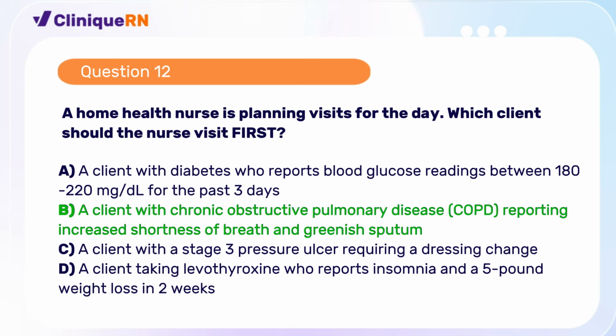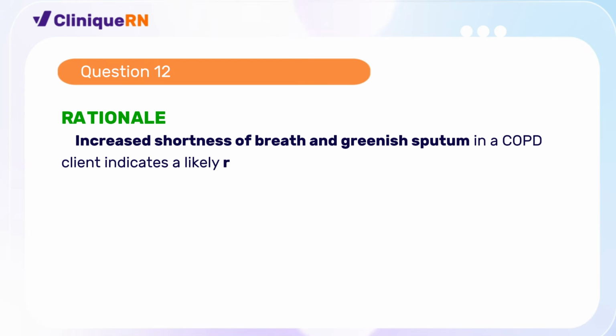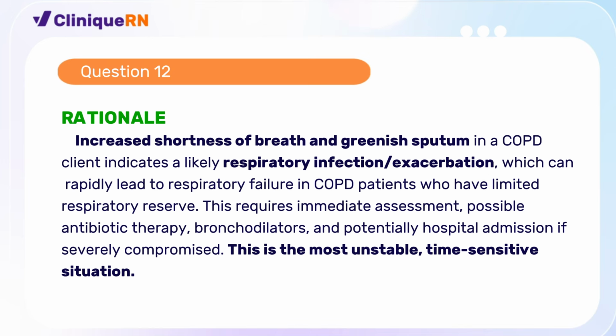The correct answer is B. A client with chronic obstructive pulmonary disease is reporting increased shortness of breath and greenish sputum. Rationale: increased shortness of breath and greenish sputum in a COPD client indicates a likely respiratory infection or exacerbation, which can rapidly lead to respiratory failure in COPD patients who have limited respiratory reserve. This requires immediate assessment, possible antibiotic therapy, bronchodilators, and potentially hospital admission if severely compromised. This is the most unstable, time-sensitive situation.